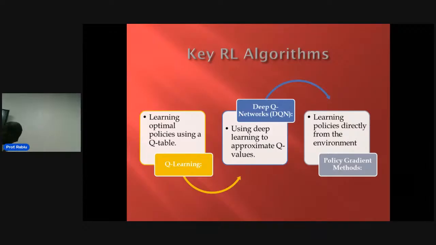The algorithms are based on Q learning, deep Q networks, and policy gradient methods. The learning of the optimal policy using the Q table. So here we introduce a Q table. Then the deep Q network is using deep learning to approximate the Q values. So the Q values are in the Q table, so we can approximate the Q values in that Q table. And then learning policy directly from the environment.